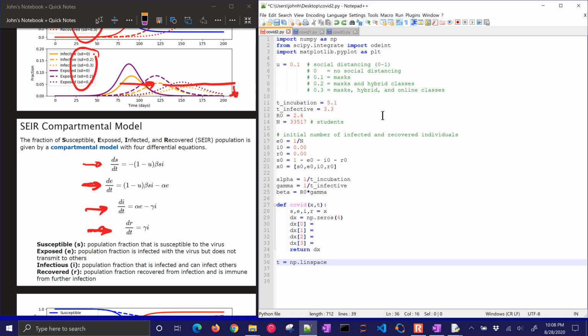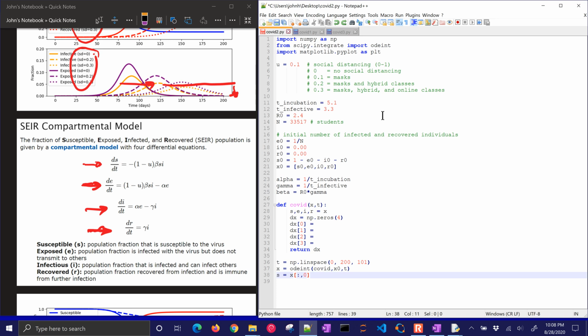All right, I'm going to define my time. This is going to be linearly spaced values between 0 and 200 days, and I'll simulate it every 2 days, so 101 time points. Now I'm going to call the ODEint function. This is actually going to solve the COVID model, and it's going to start with X naught, and you can see that's the SEIR initial values, and then I'm going to put in the time, and it's going to solve it and return it as X.